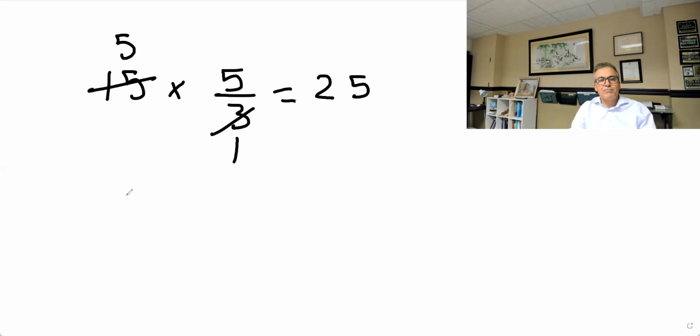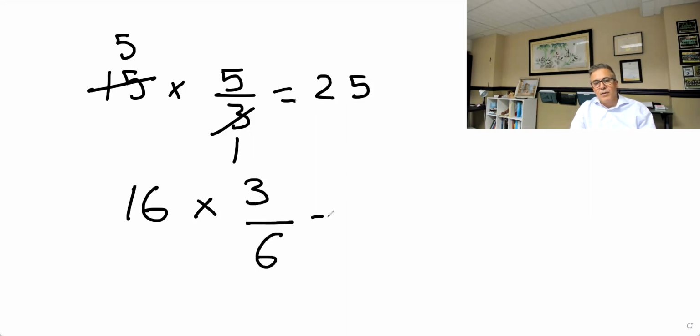Now, how about if we have 16 times 3/6? So here's the next question. How about if we cannot do 16 divided by 6, as I told you here, 15 divided by 3 is 5, and then you get that 5 times 5 is 25. 16 divided by 6, it doesn't divide.